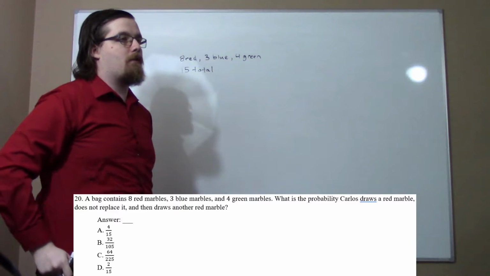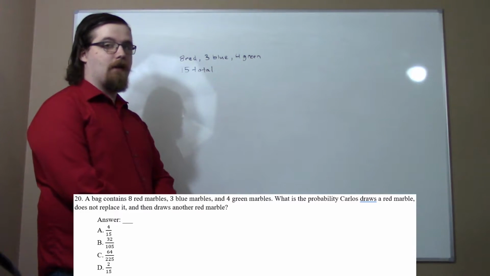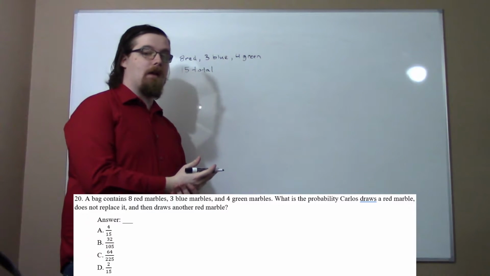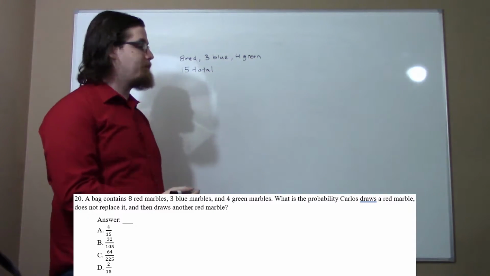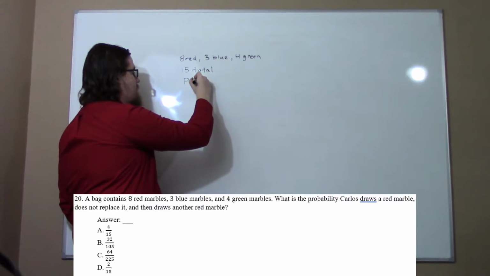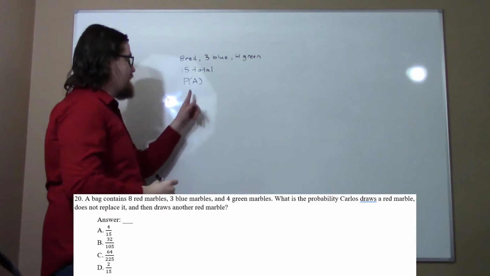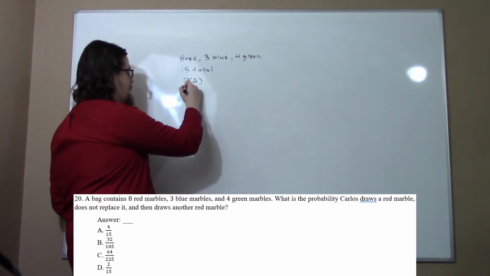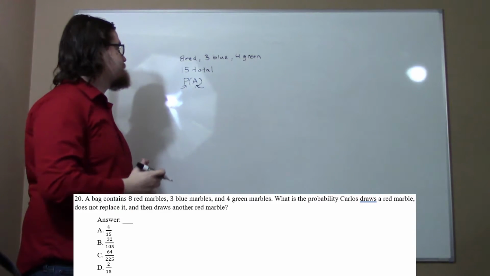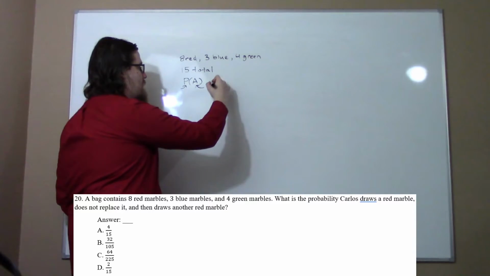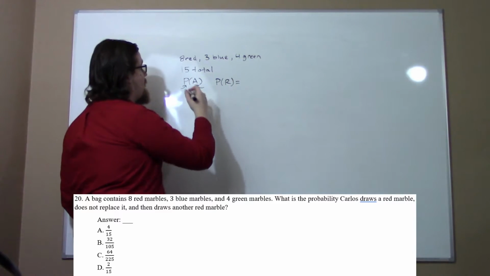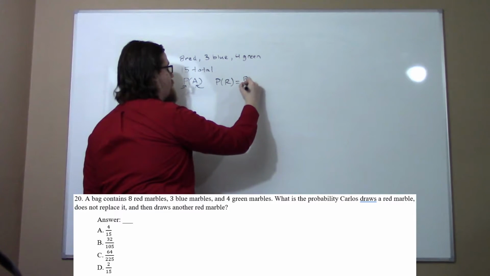Next, we want to know the probability of a specific event. In order to look at the probability, we need to define what probability looks like in terms of algebra. First off, we write a probability of an event as P(A), where P is our probability and A is our event. As an example, the probability of getting a red marble the first time is going to be 8 out of a total of 15.